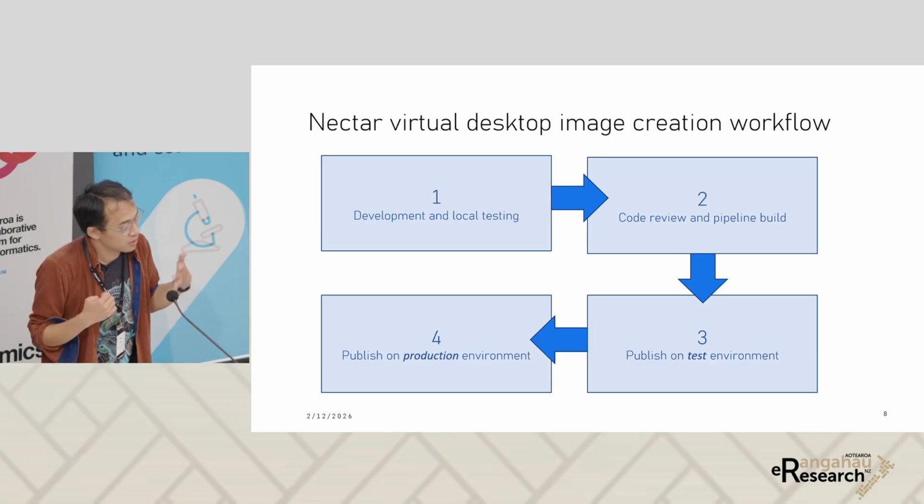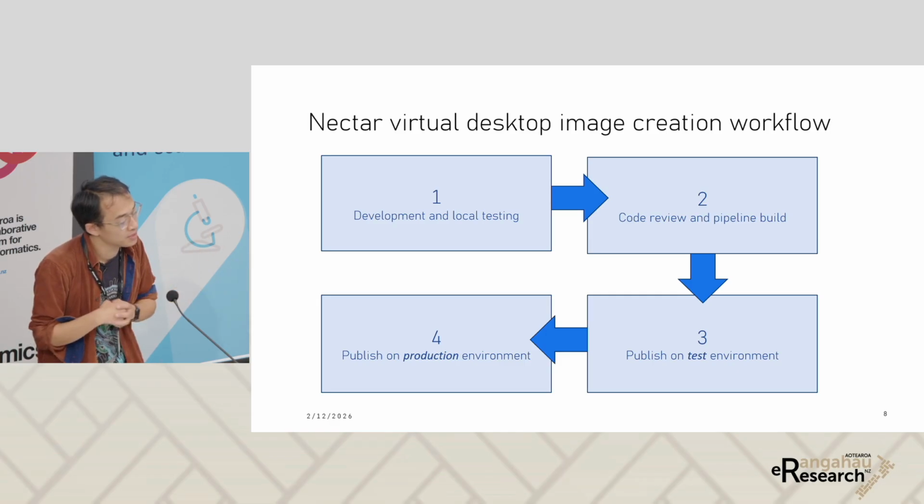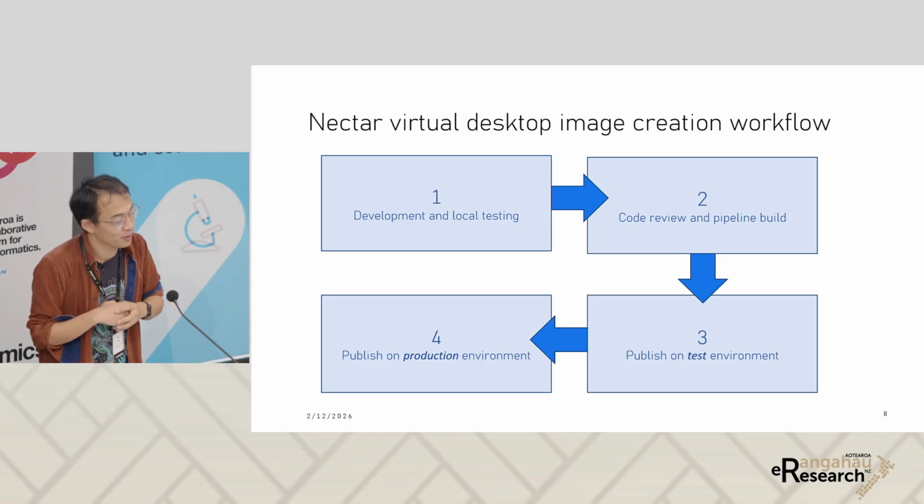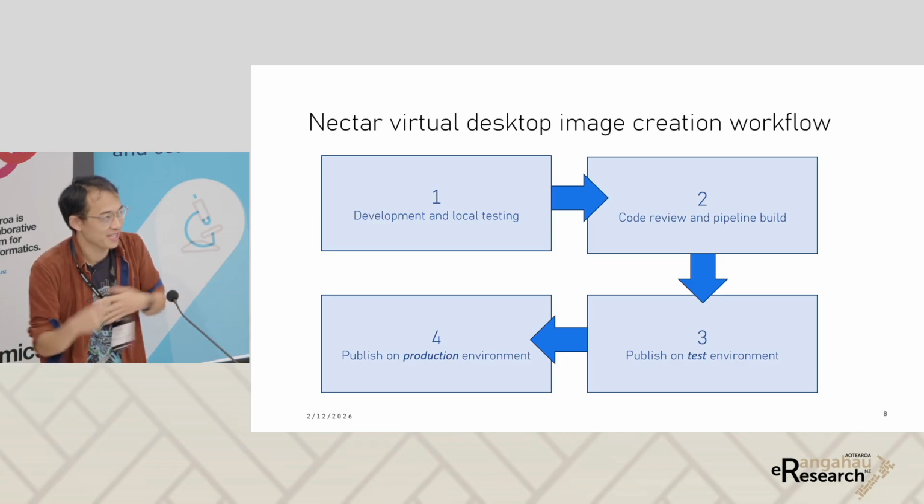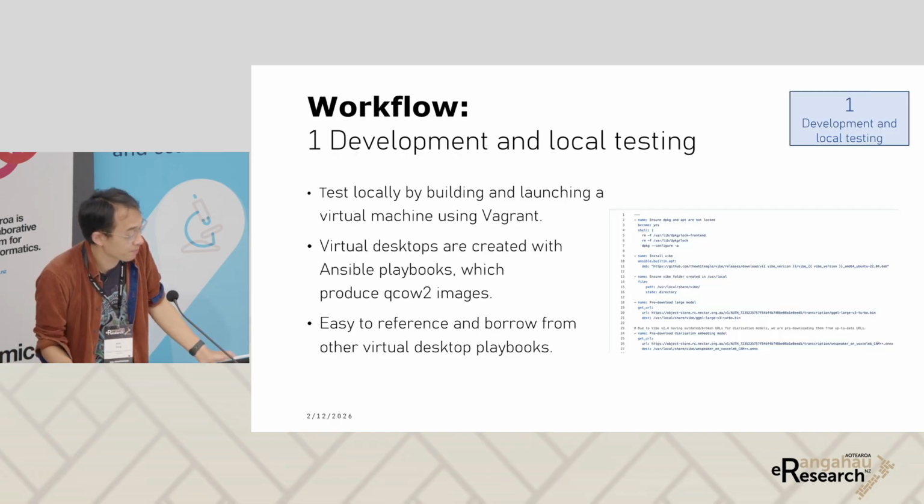So to develop this desktop image, we first worked on it locally on our computers. Once it was ready, we uploaded it. We sent the code for code review, and then that's published on the test environment. And then finally, when our testing is complete, it's deployed on the production environment in the VDS, the virtual desktop service. I'll step through each one of those.